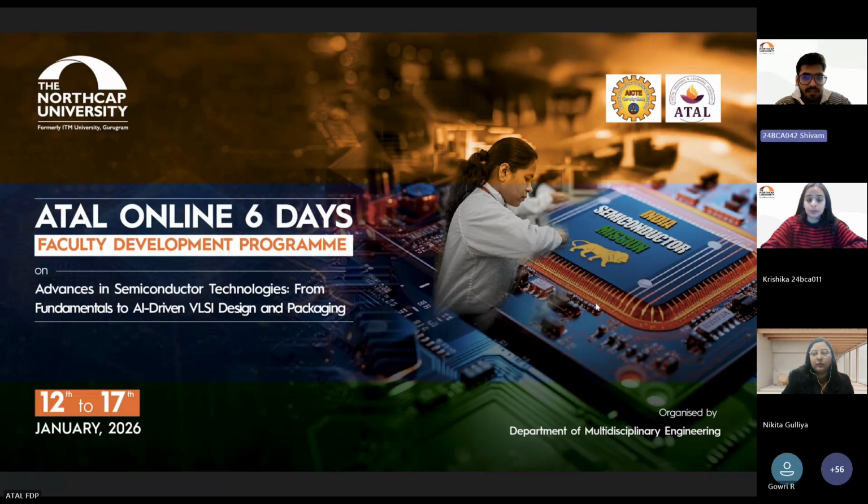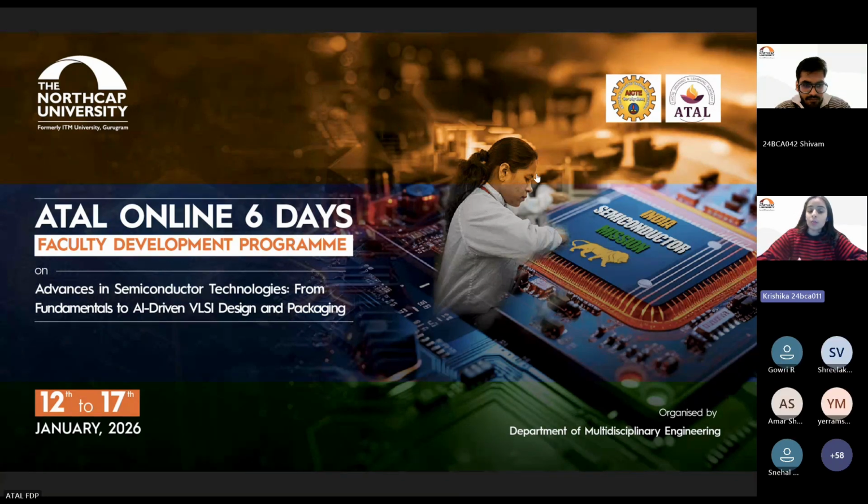Participants will also explore semiconductor packaging, nanomaterials, and analog and mixed signal VLSI design, gaining insights into both foundational and advanced aspects of semiconductor engineering. Through expert-led sessions on global market trends, India's semiconductor assembly and testing ecosystem, and emerging industry developments, combined with interactive discussions and practical insights, this FDP aims to strengthen research capabilities, teaching excellence, and industry collaboration, contributing meaningfully to India's vision of self-reliance in semiconductors.